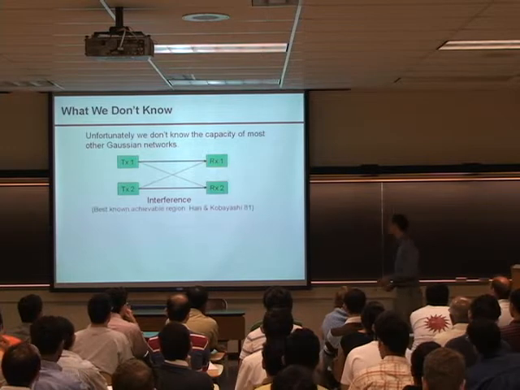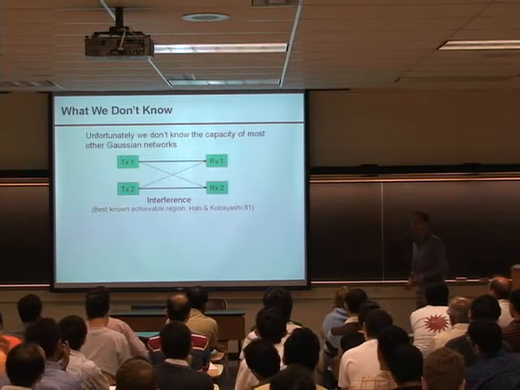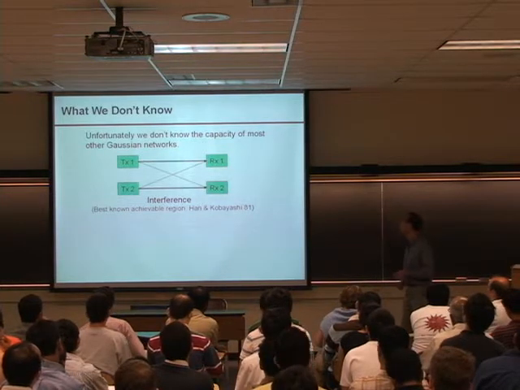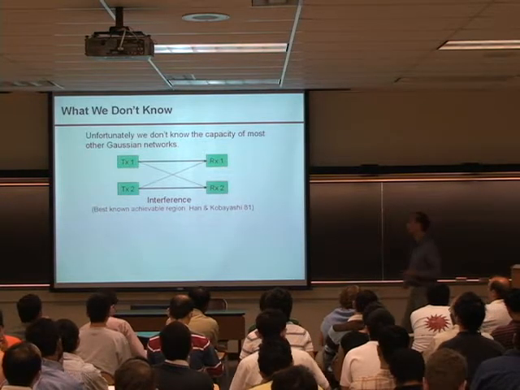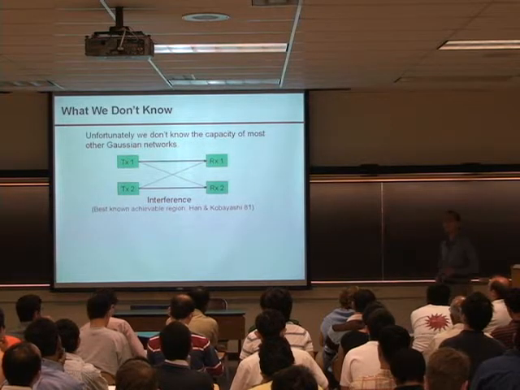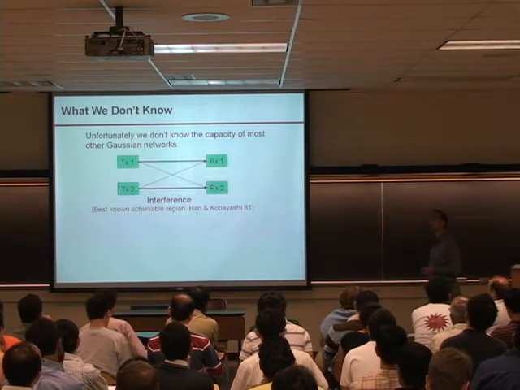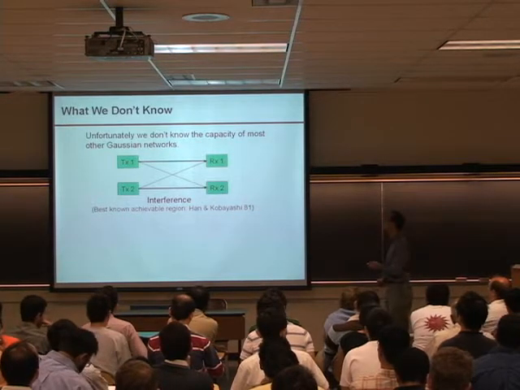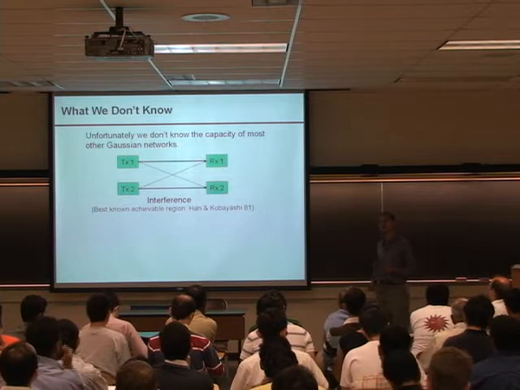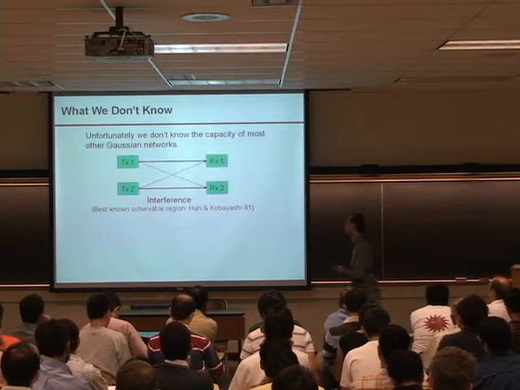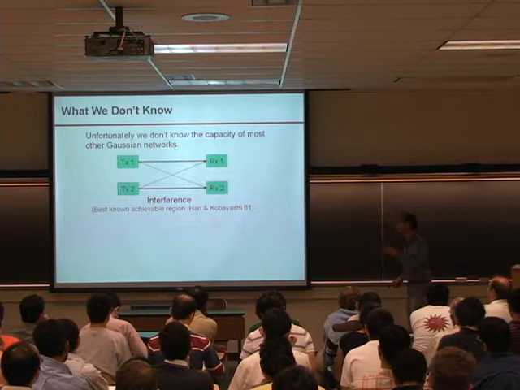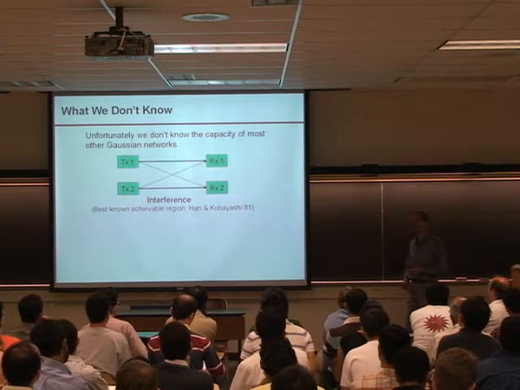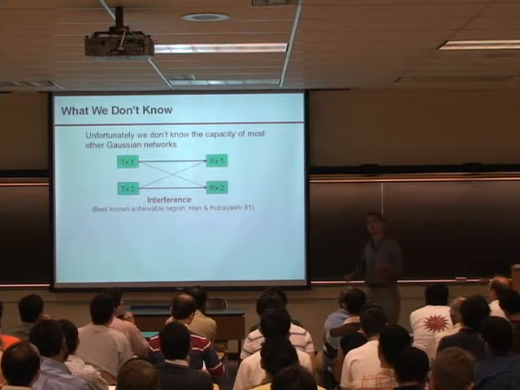Open question. For almost 30 years, one of the earliest results, and still the best result, is a result by Han and Kobayashi, which characterizes an achievable region. By achievable region, essentially I mean regions that are achievable by some strategy, but not known to be optimal. So it's an open problem for almost 30 years. And in fact, in a wireless context, a very important problem.